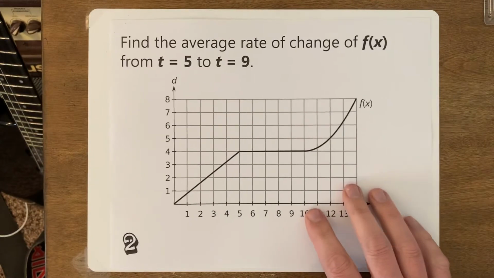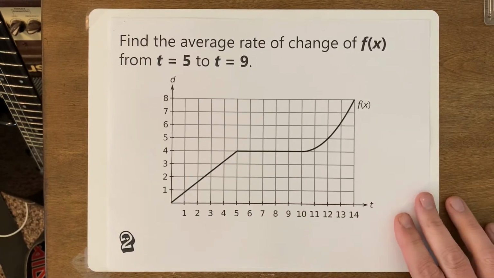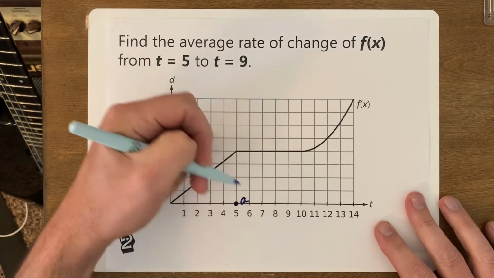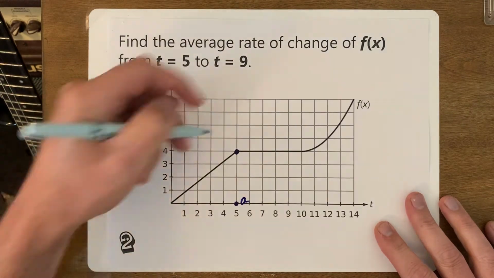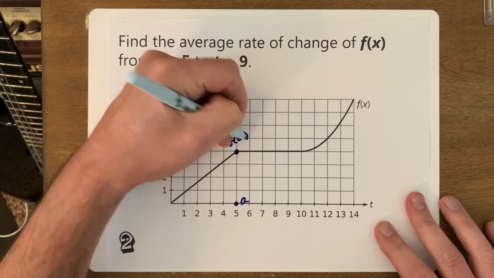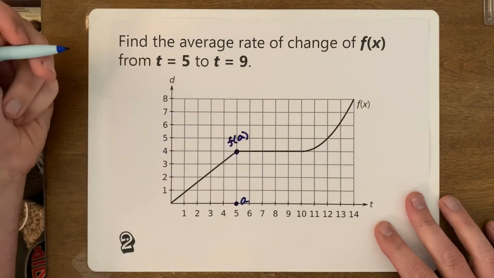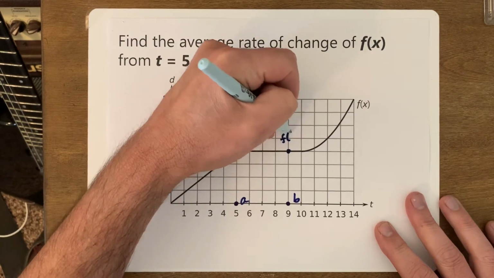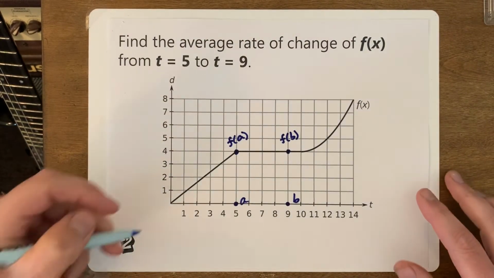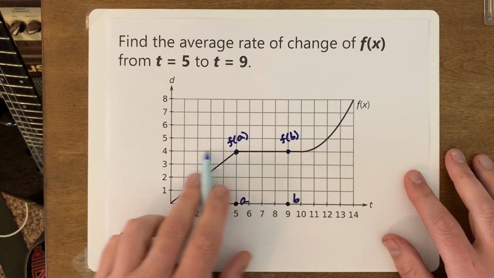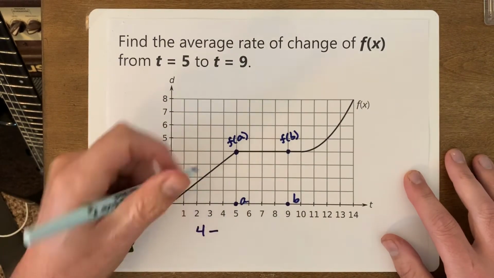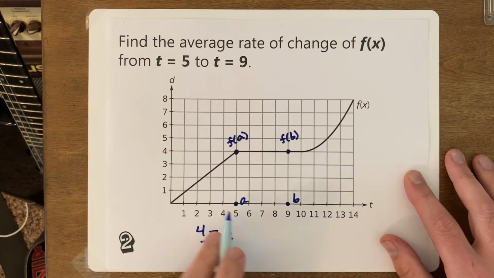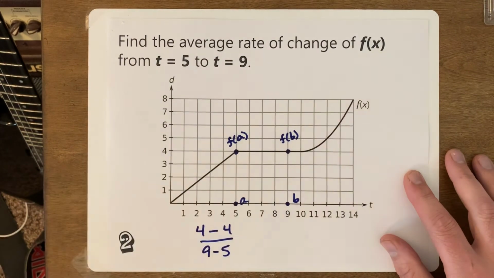All right, let's take a look at this one. So now we're going from 5 to 9, and this is the same graph as the last one. So here is our a, and it goes all the way up to there. And we can even write this down. We can write f of a right there. And then we have b from 9 right here, f of b. And so if we're calculating this, we want this 4 minus this one, also 4, over 9 minus 5. Okay, so we just calculate that.